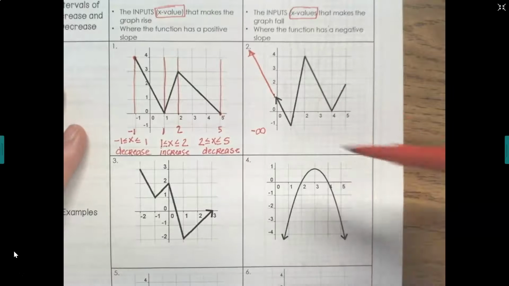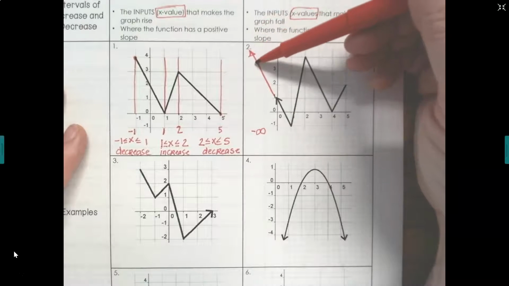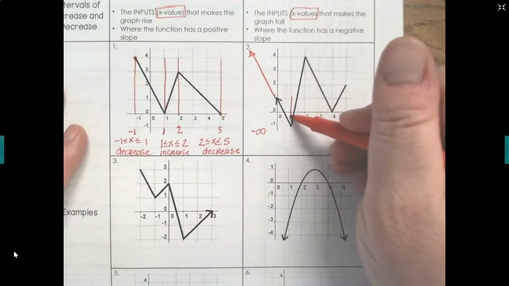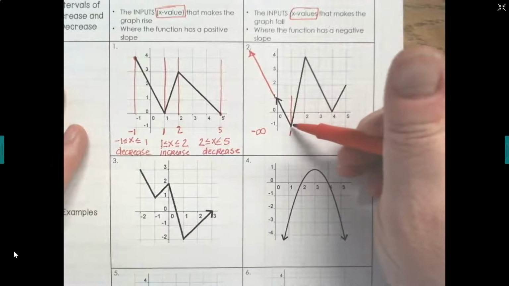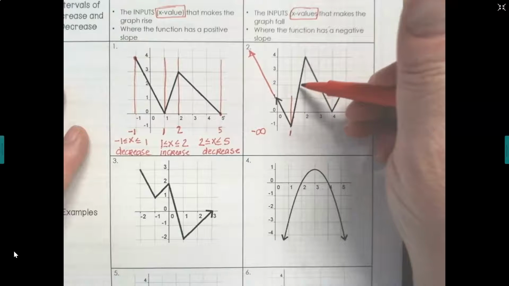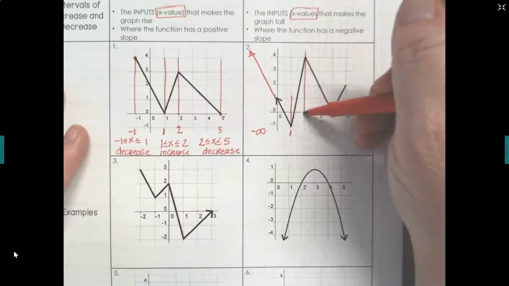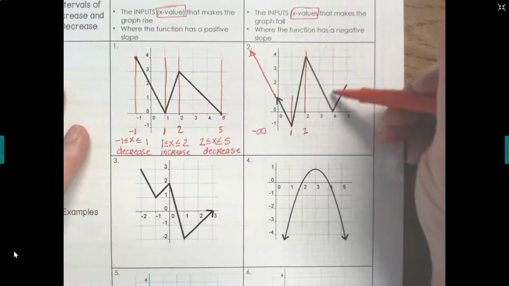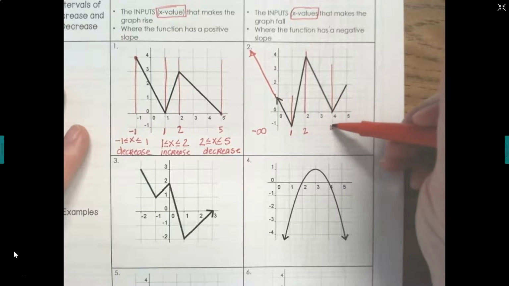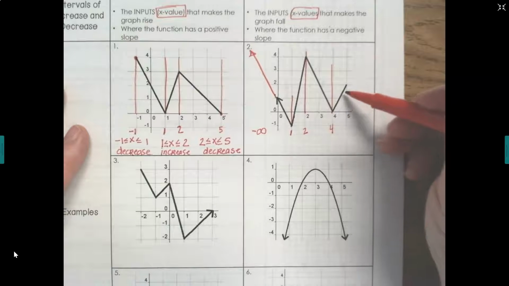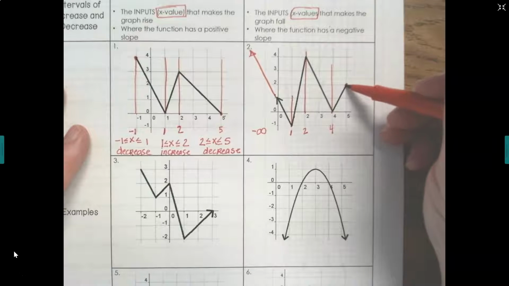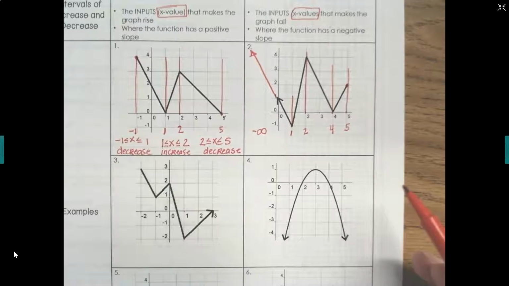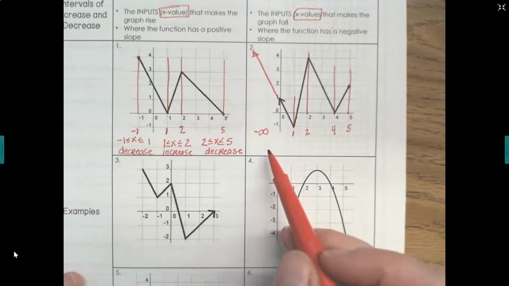Now let's work our way across. So somewhere in -infinity we started, and we're decreasing and decreasing until we get right here to where x is 1. At x is 1, it turns around and we start increasing until we get to x is 2. And then we start decreasing again until we get to x is 4. And then we start increasing again, and it all stops right here because there's no arrow there where x is 5. Okay, so hopefully that's going to help us see our intervals.